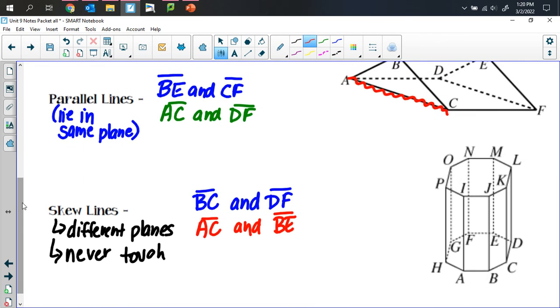I'm going to ask you to just take a second here real quick and look at this prism that we have down here. Notice that it has 8 sides to it. So this would be called an octagonal prism. And what I'd like for you to do is see if you can identify a couple parallel lines and see if you can identify some skew lines here as well.